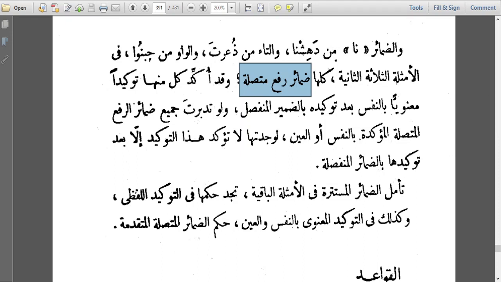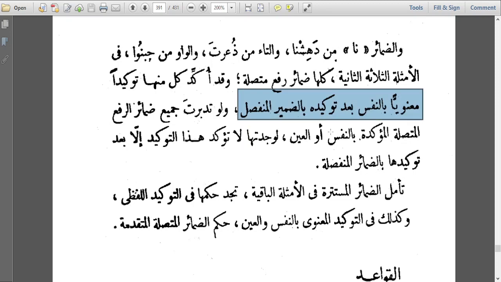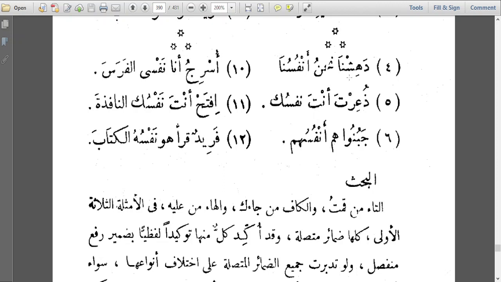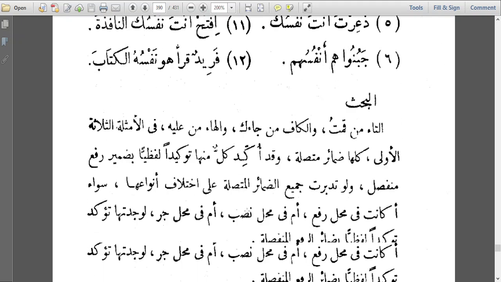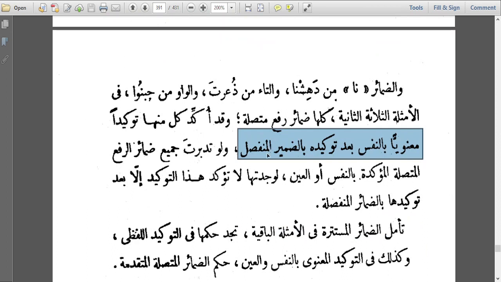How? You are seeing the usage of النفس after emphasizing it with a ضمير منفصل. So what is happening here? We have both the توكيد معنوي, and then we are having the توكيد بالضمير المنفصل. Look at this. دهشنا نحن أنفسنا, زعرت أنت نفسك, جبنوا هم أنفسهم. So there is the توكيد with ضمير المنفصل, and then the توكيد معنوي where we use the النفس.